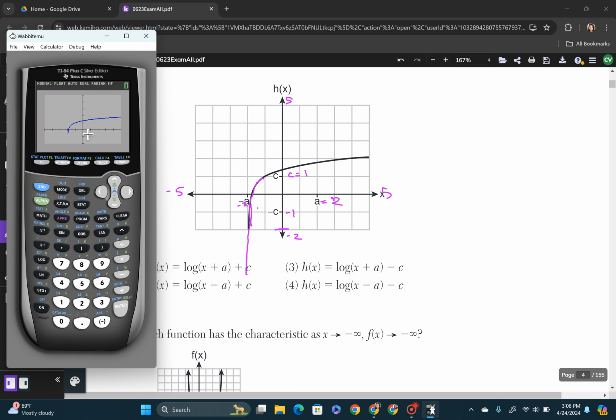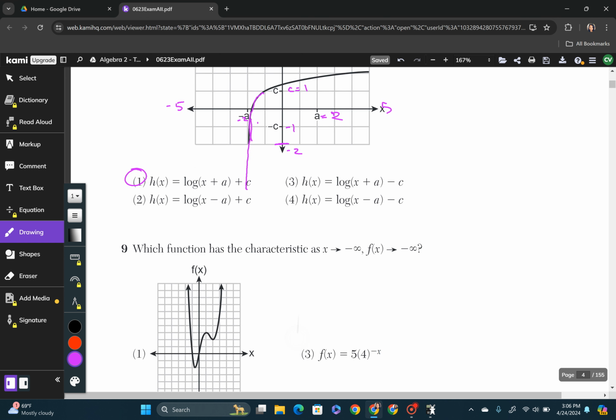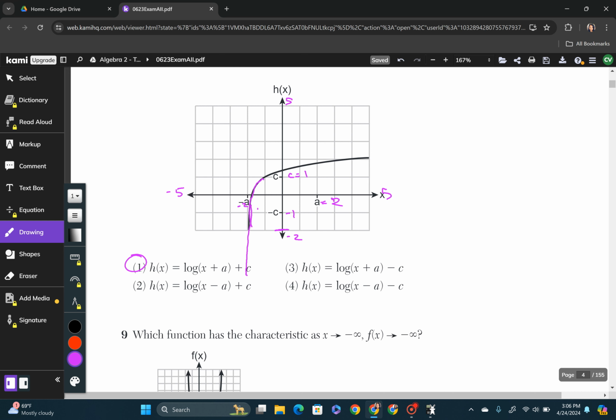And it does match this picture the closest. You can plug in the other ones to see, but I'm happy and content with 1. And again, you should plug in the other ones, right?